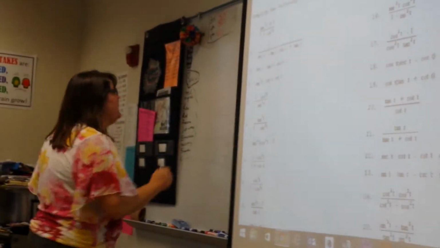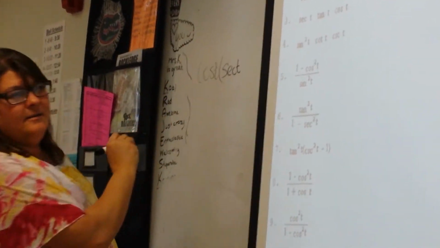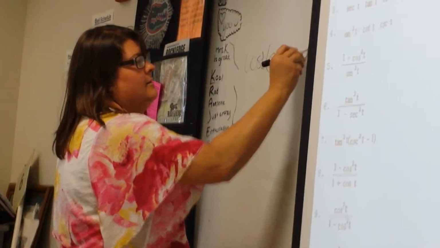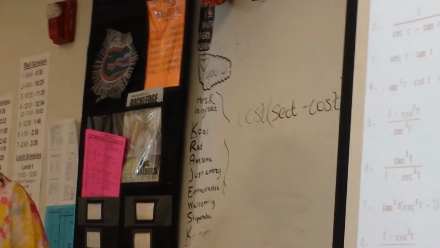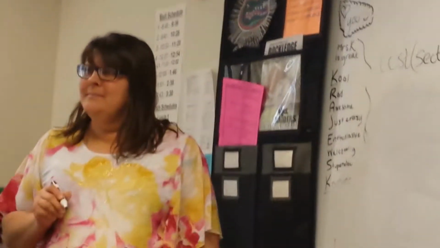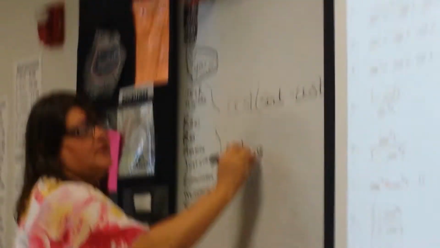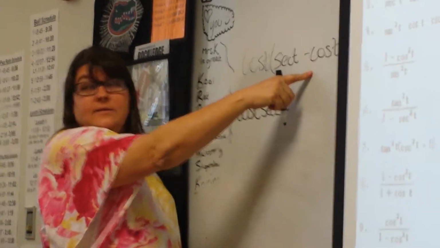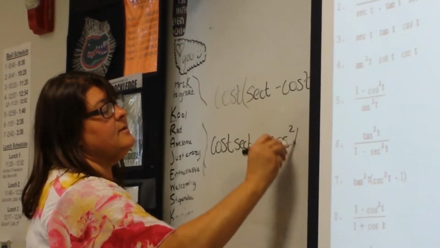Okay, so cosine of t times secant of t minus cosine of t. Tell me what to do. This was 18. Distribute. Okay, so you distributed first, so you have cosine of t, secant of t, minus, and do you guys agree with me, cosine squared? Are you guys okay with that? Yeah. Anybody have questions about that?